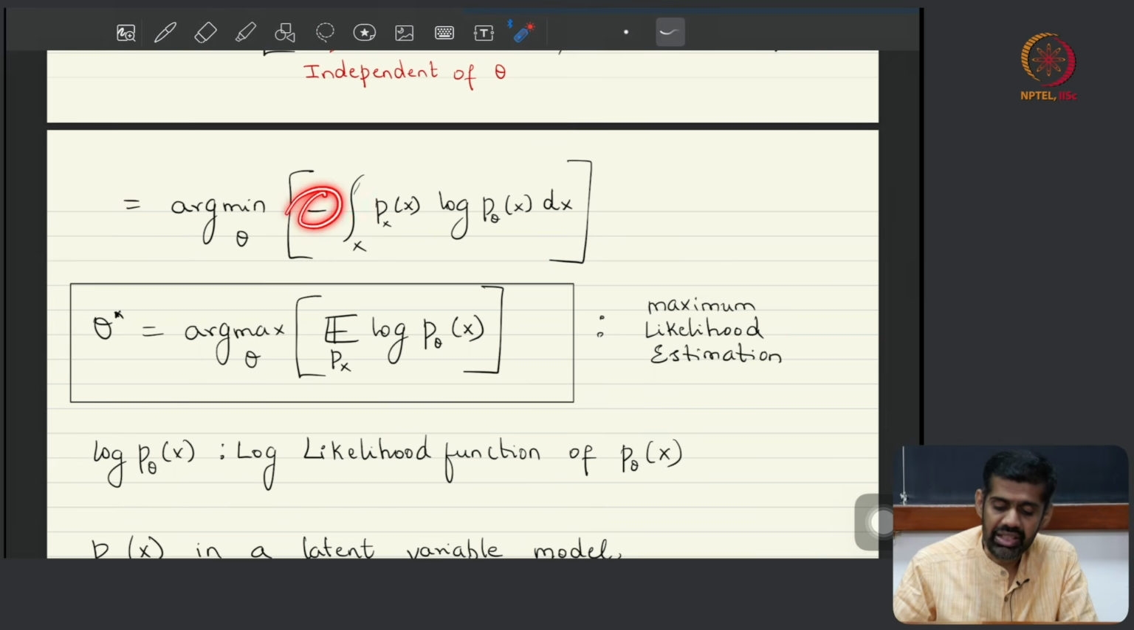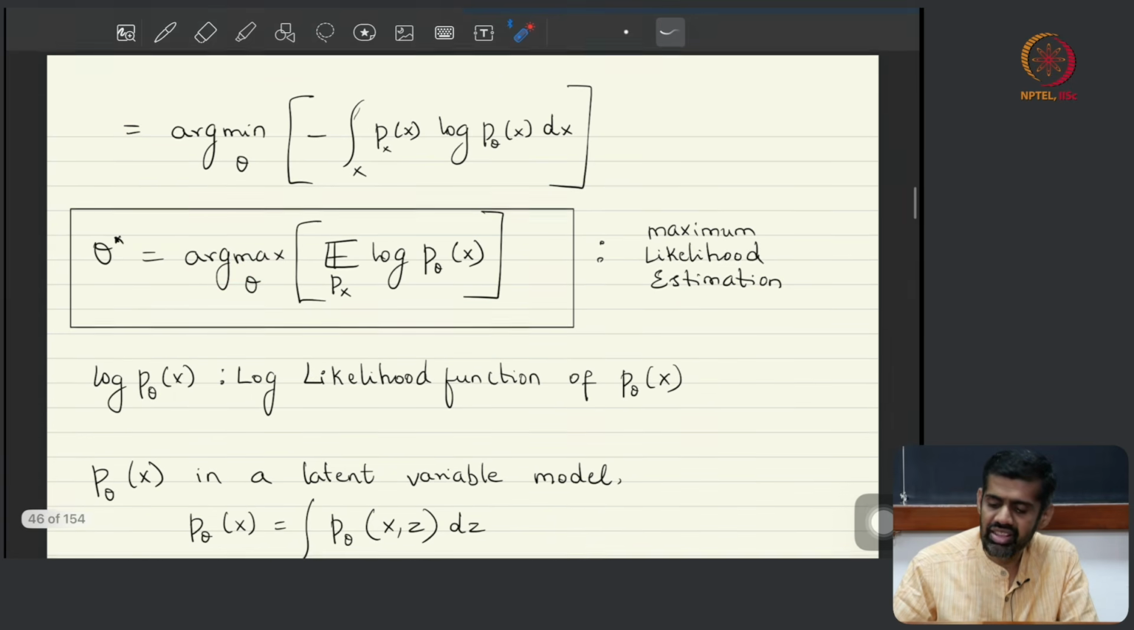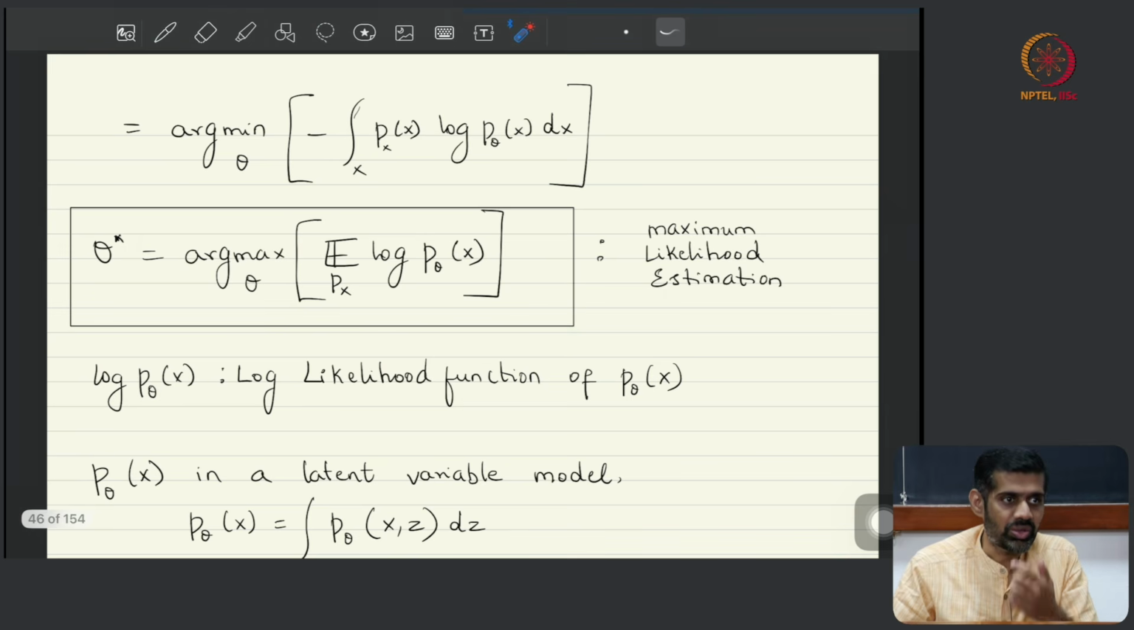And since there is a minus sign here and we are minimizing the KL divergence, if you push it outside, it will become a maximization problem, and this is the standard maximum likelihood estimation problem. So, from now on, when I write a latent variable model, the objective is now to maximize the expected log likelihood of the model under the data distribution.